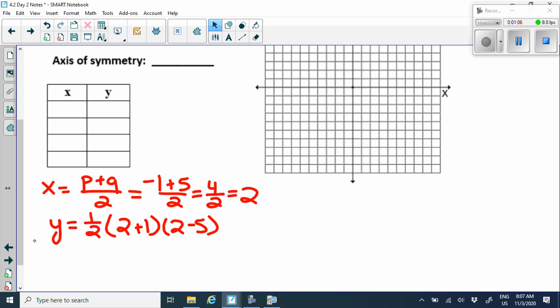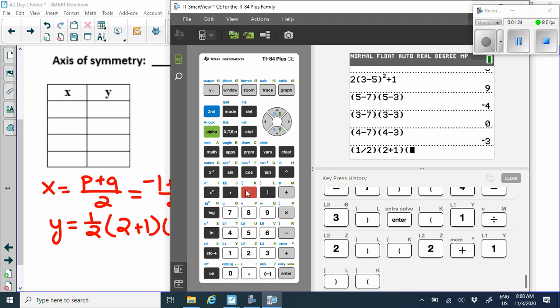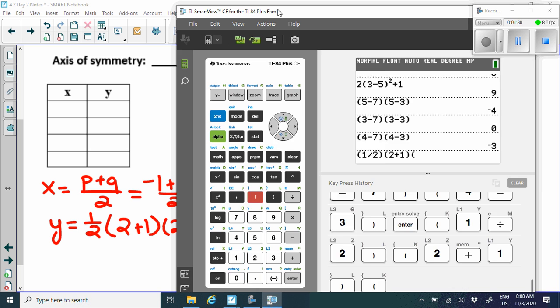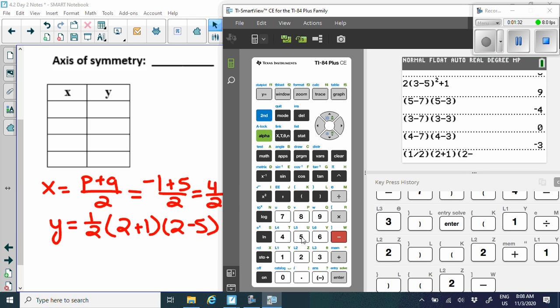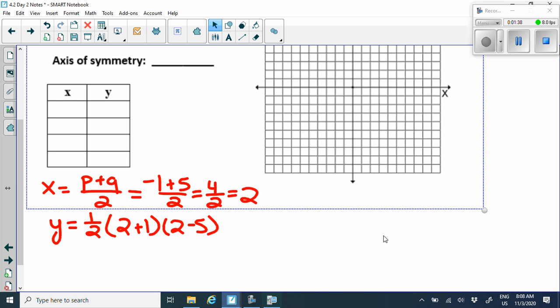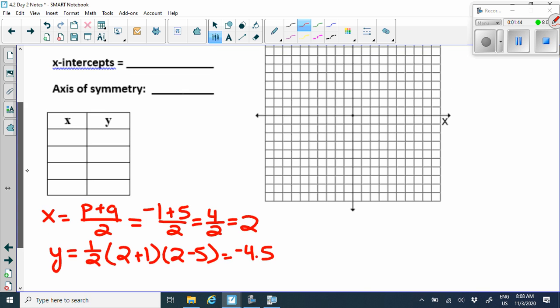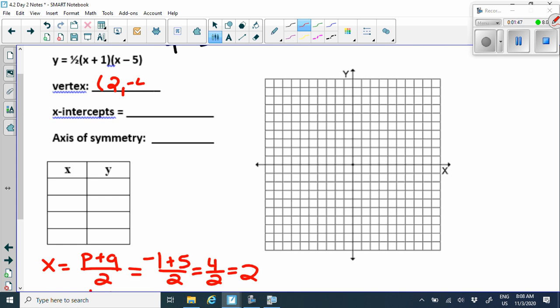Now, let me show you how we're going to plug this into our calculator. So notice we do have an a value, that's a fraction. So I'm going to use parentheses around that fraction. So I'm going to do 1 divided by 2 in the parentheses. Now I'm going to start a new parentheses and do 2 plus 1. And then I'm going to do another set of parentheses and do 2 minus 5 here. And then enter. So we get -4.5. So that's going to be our y value. Okay, so we have 2, -4.5.